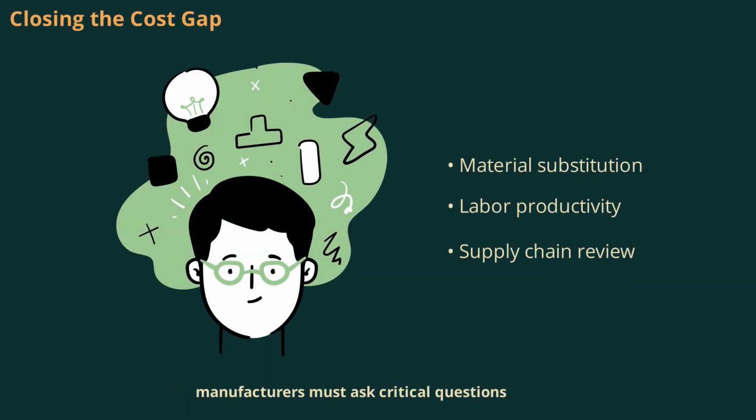Manufacturers must ask critical questions. Can materials be eliminated or substituted with cheaper alternatives? Can labor productivity be improved? Is there potential for economies of scale? Can components be outsourced to save time and money? Reviewing the supply chain and reducing indirect costs through process reengineering are also essential. By systematically addressing these questions, organizations can identify savings.